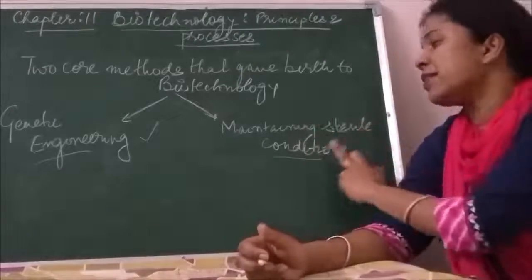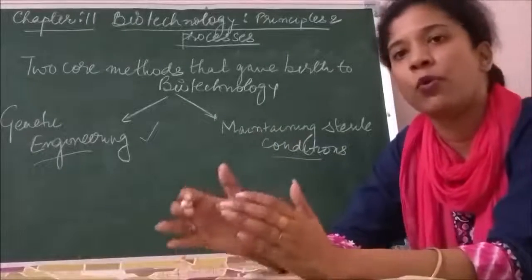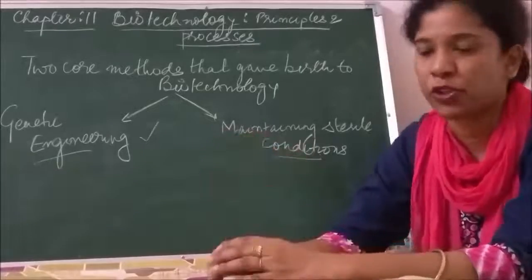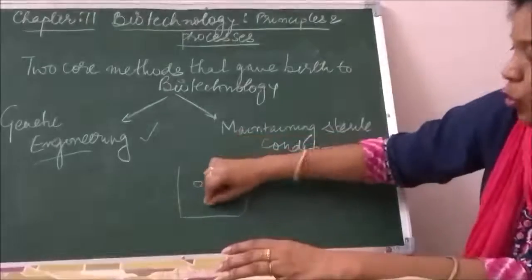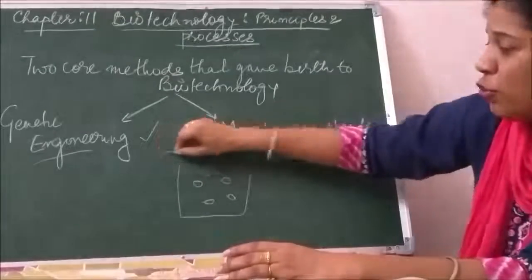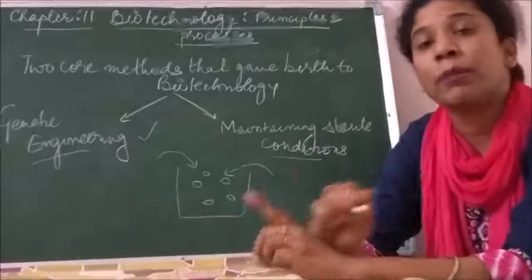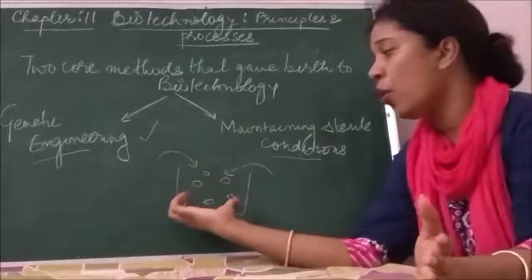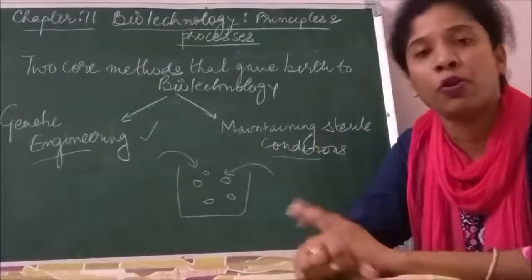Next is maintaining sterile conditions. For example, for making an antibiotic, I want only one type of microorganism to be present in my preparation. This is a medium. I want only one type of bacterium to grow in that particular preparation. I do not want any other microbe to be present here. Although microbes are present everywhere, they are omnipresent, I want the condition so that only one type of microbe is present in a particular bioprocess.